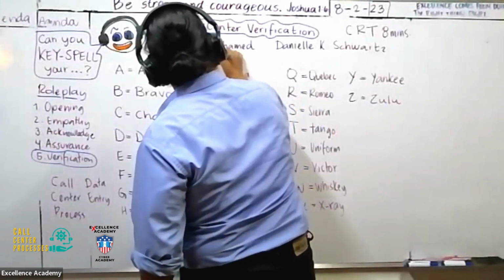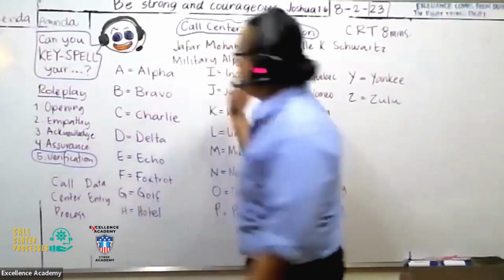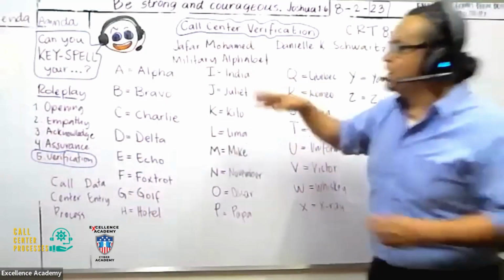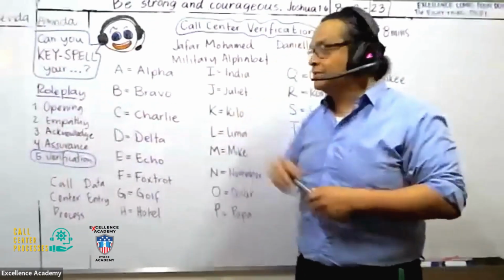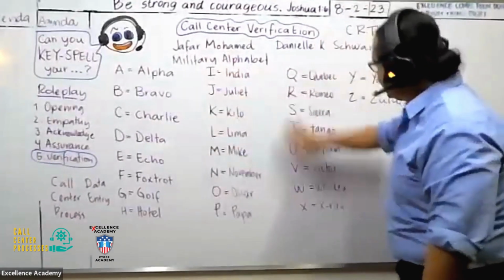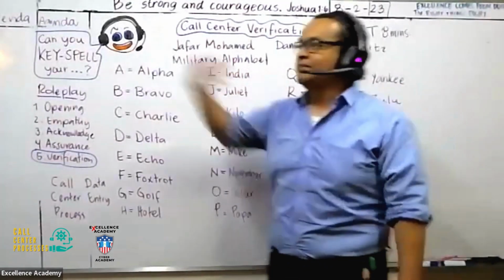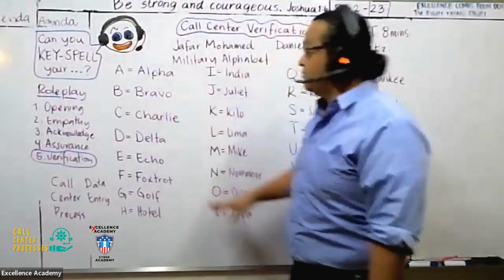This is the military alphabet, right? That's used to spell different things that they have to do in the military. So we use this one as a standard. This is a standard, so it's easier to communicate with your customer. If the customer was familiar with this, it was easy.